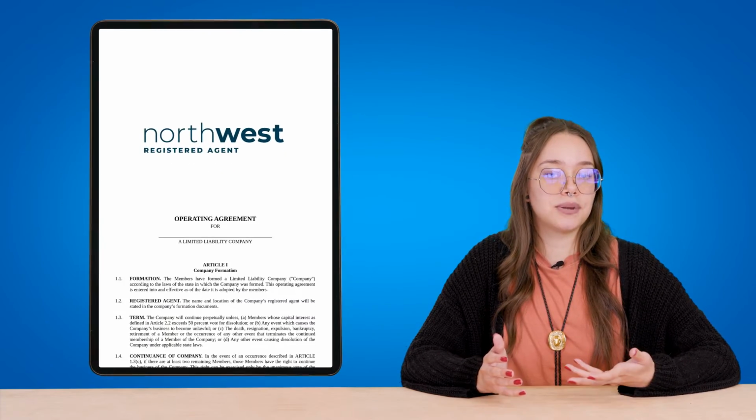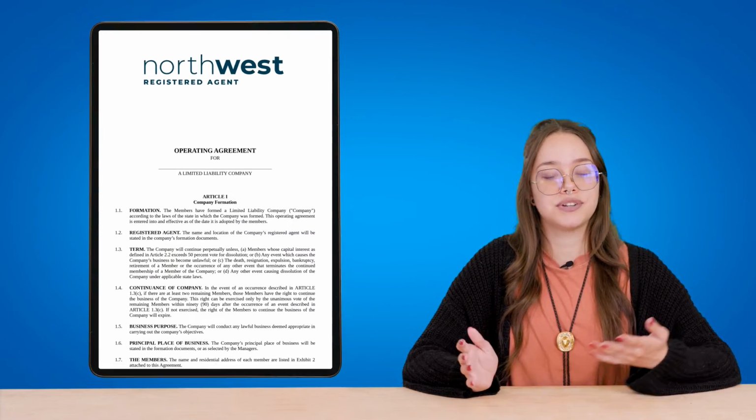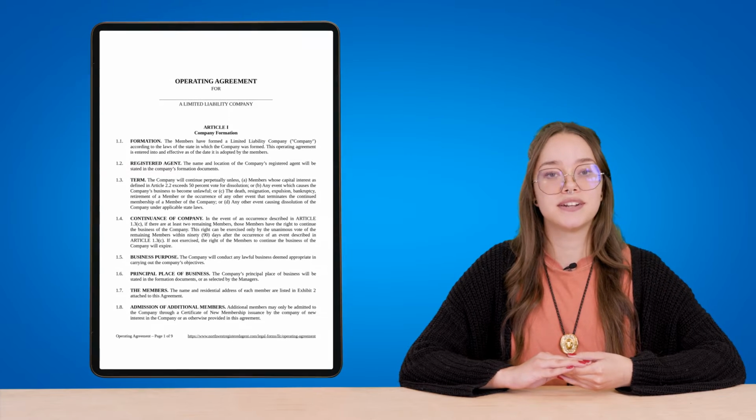It's an internal document, and Montana allows operating agreements to be adopted, even if it's not written. However, writing it out is a great way to make sure your business and its members stick to the agreement. This is true even if you have a single member LLC. You can find free operating agreement templates on northwestregisteredagent.com if you need help getting started.